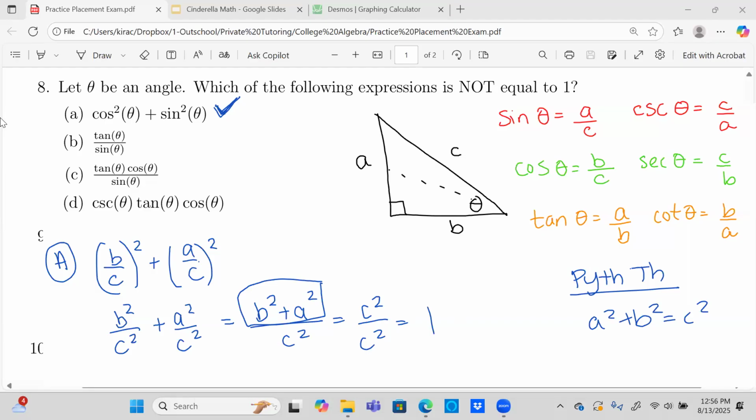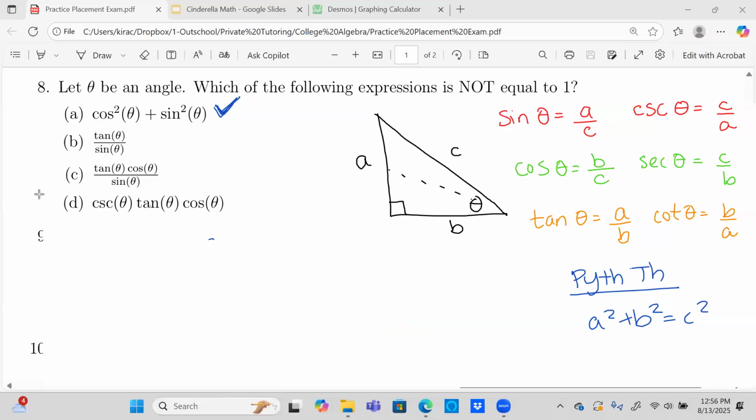Okay, I'm going to have to erase, so pause me if you're still copying anything down. Now I'm going to check on B. B says do the tangent divide the sine. Tangent is A over B, divide the sine, which is A over C. So that's division of fractions. We're going to keep, change, flip. Cross cancel. C over B. That's not 1. I think that's the answer.